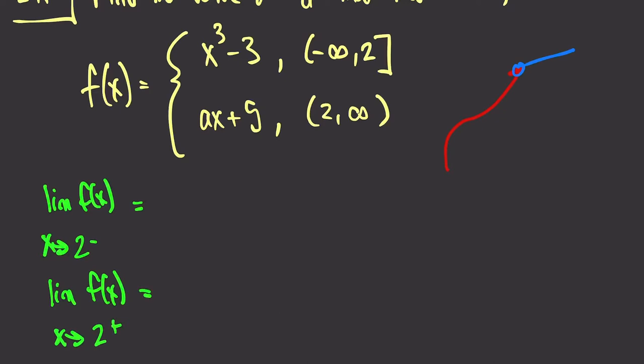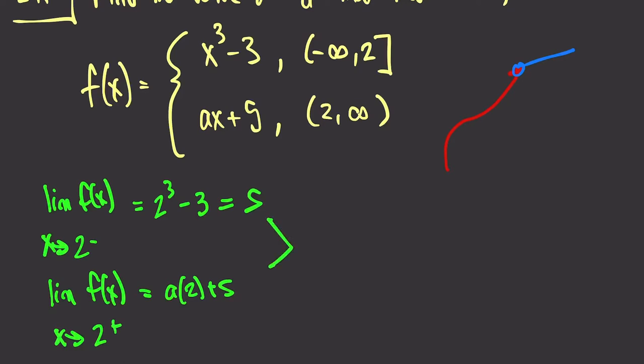So the limit of f of x as x approaches 2 from the left is negative infinity to 2. I'm going to use this, x cubed minus 3. 2 cubed minus 3, that's 8 minus 3, that's 5. The limit of f of x as x approaches 2 from the right is going from infinity to 2. So I'm using this, ax plus 5. x is 2, so that's going to be a times 2 plus 5.